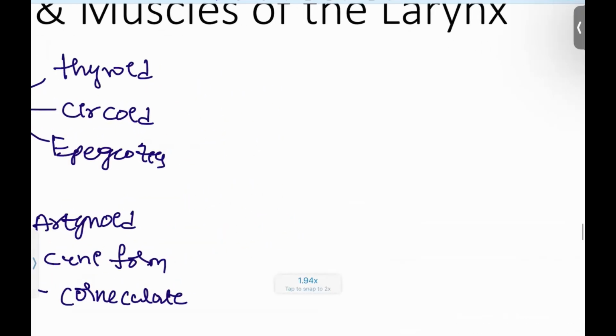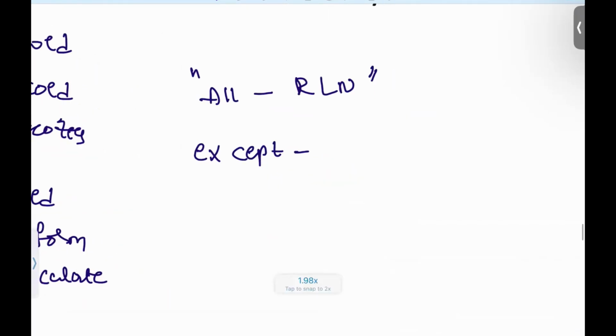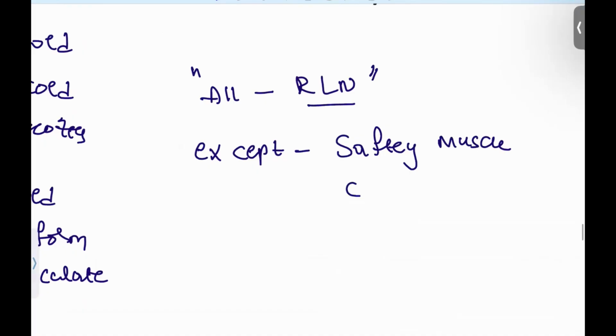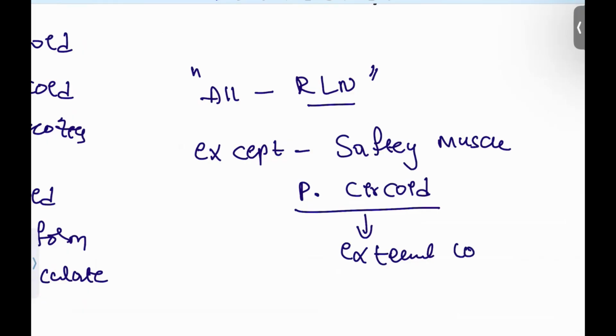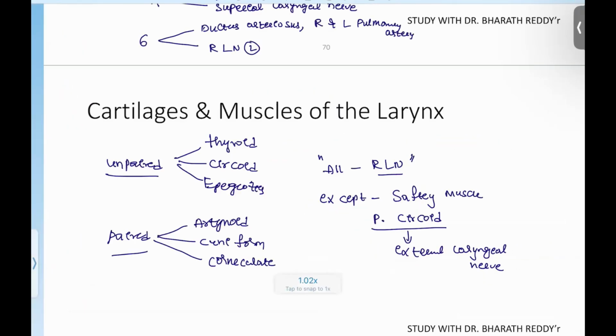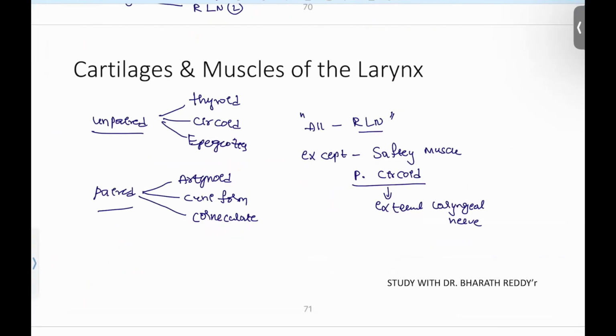And the nerve supply for all these laryngeal muscles is the recurrent laryngeal nerve. Okay, first thing. But there is an exception, that is your safety muscle. What is this safety muscle? That is not supplied by the recurrent laryngeal nerve. Okay, it is your posterior cricoarytenoid muscle. It is supplied by the external laryngeal nerve. Okay. This point is also important for the exam. Right? The cartilages of the larynx and the nerve supply are important.